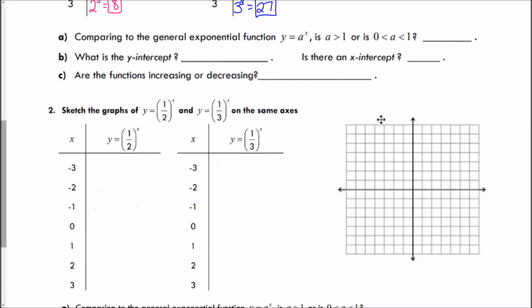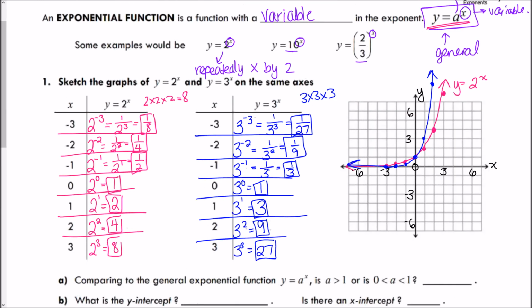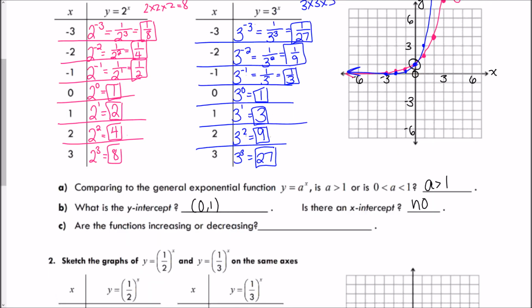So question A says, comparing to the general exponential function, y equals a to the power of x, is a greater than 1, or is a between 0 and 1? So if we look right here, our a values are 2 and 3, so a is greater than 1. And then if I look at the y-intercept, it's the same for both of them. It's (0, 1). And there's no x-intercept because it doesn't cross the x-axis. So there's no x-intercept. And then we're going to say that the functions are increasing because they are going up.